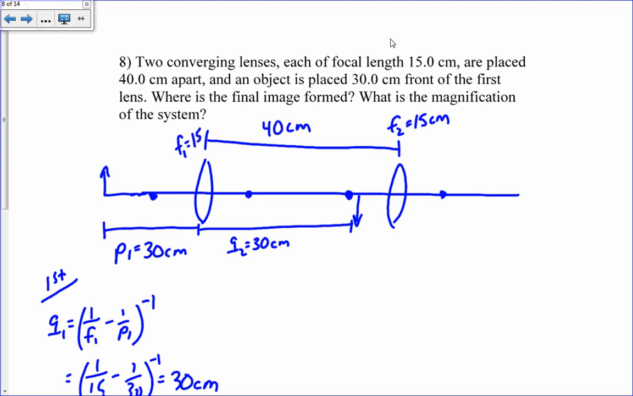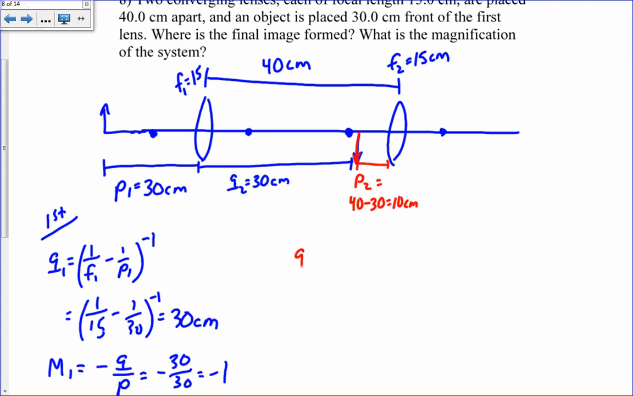Now, this image is going to become the object for lens number 2. So this is going to be my object distance. p2 is going to equal 40 minus 30, which is equal to 10 centimeters. So p2 is going to equal 10 centimeters, and now I can find q2. That's 1 over 15. Let me write this out. 1 over f2 minus 1 over p2 to the negative 1. That's 1 over 15 minus 1 over 10.